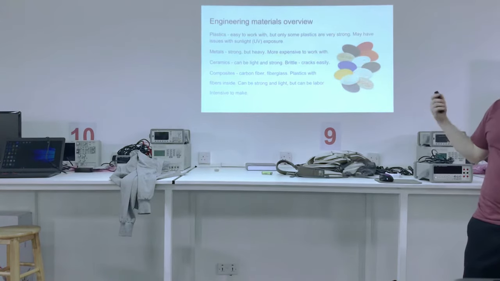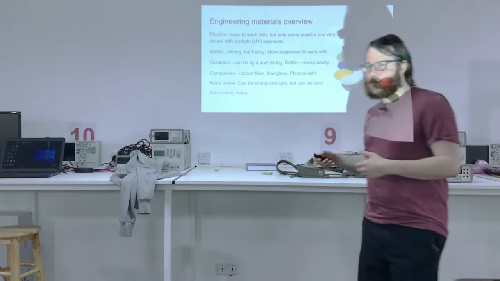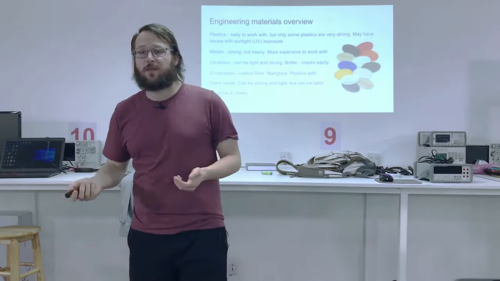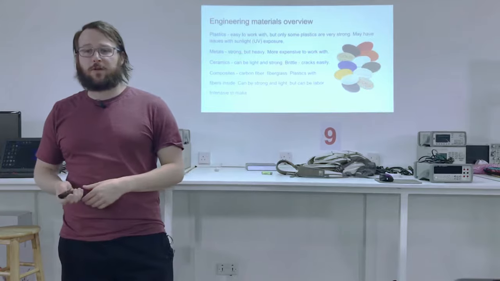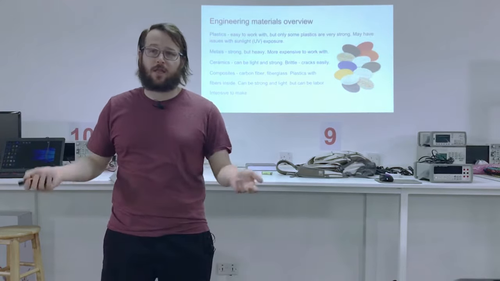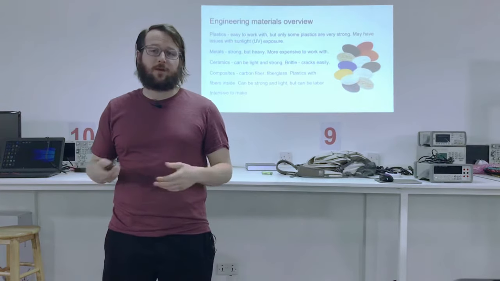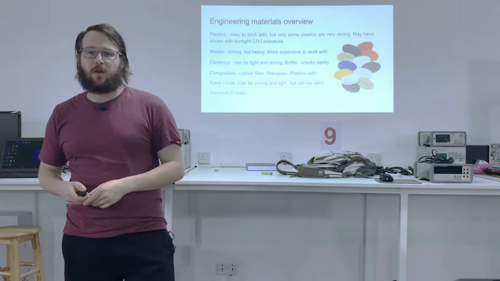So this, again, is a really quick overview of engineering materials. But you've got plastics, which are easy to work with. Only some plastics are very strong, and plastics in general can have issues with ultraviolet radiation, so sunlight. And if you want to make something that's plastic but it needs to be in the sunlight, you might be able to find a paint that can help.